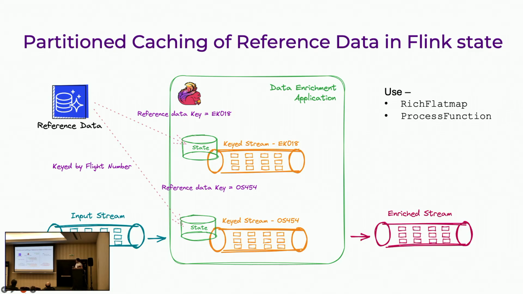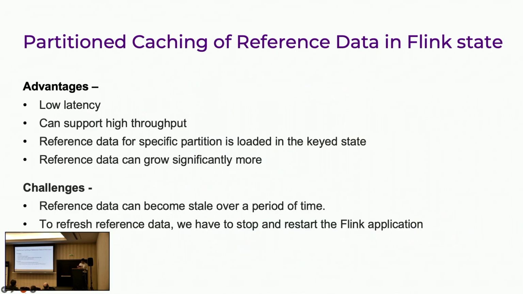And once it does so, the next time when the same key is repeated, it doesn't need to make a call to the reference database. It can look up the Flink state and enrich the event. And then it emits the event to the enriched stream. We can use RichFlatMap and ProcessFunction also in this particular pattern.